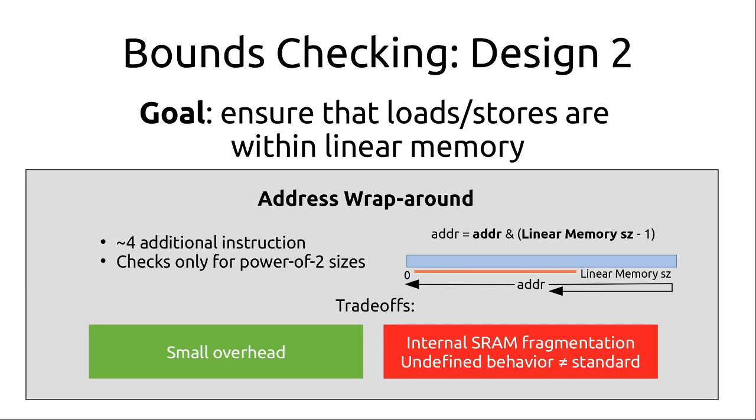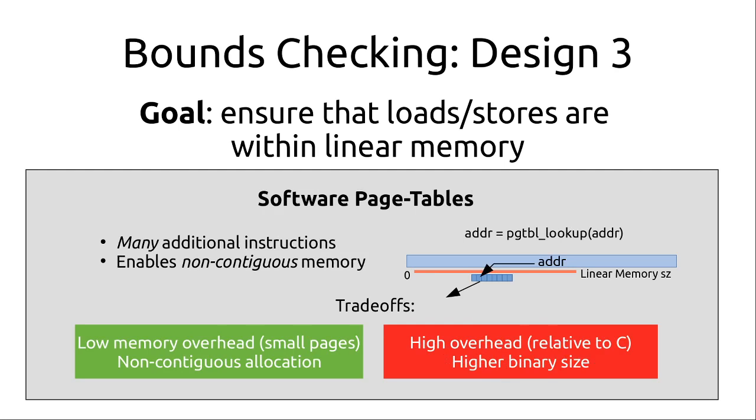And the plus side of this is that it's relatively quick. It does add overhead, of course, but not too much. It doesn't add that many additional instructions. The downside is, of course, that the linear memory has to be a power of 2 size. So this can add significant internal fragmentation within the linear memory. And it also changes the standard behavior of WebAssembly. Whereas normally accessing memory outside of your bounds causes an exception to trigger, this has undefined behavior in that it wraps back within memory.